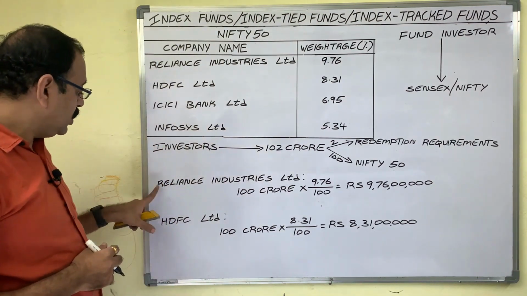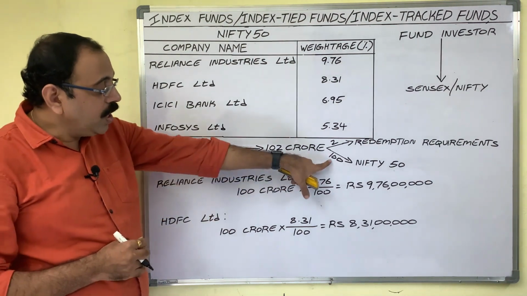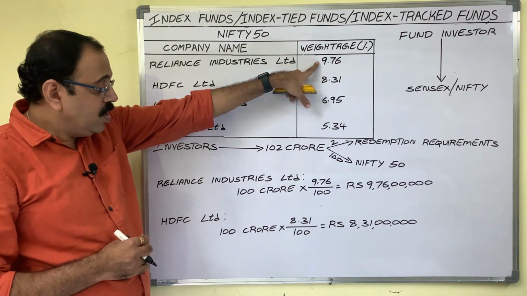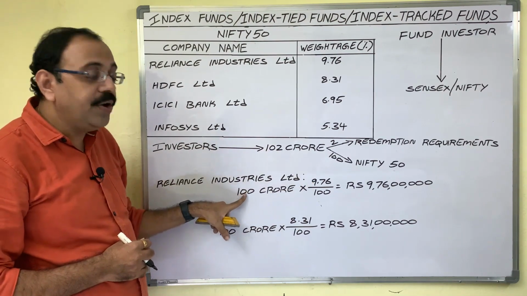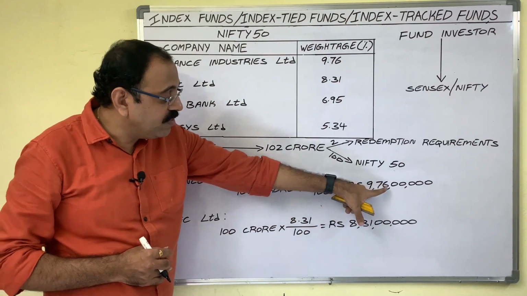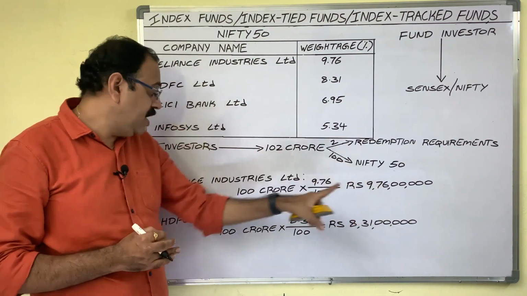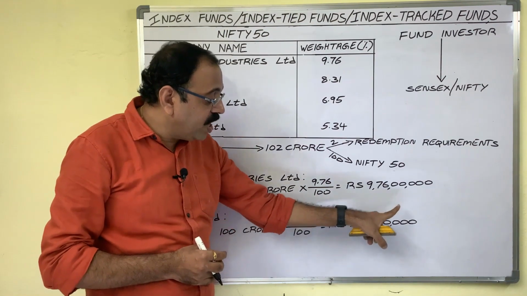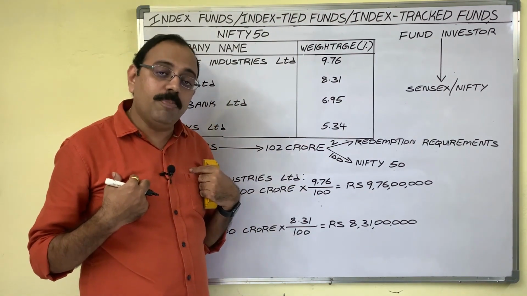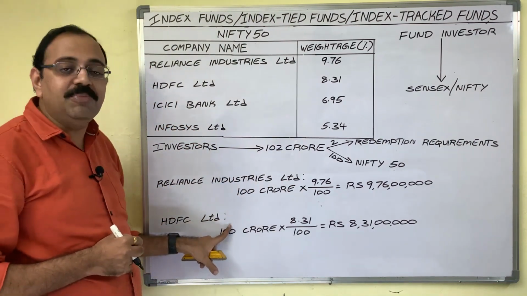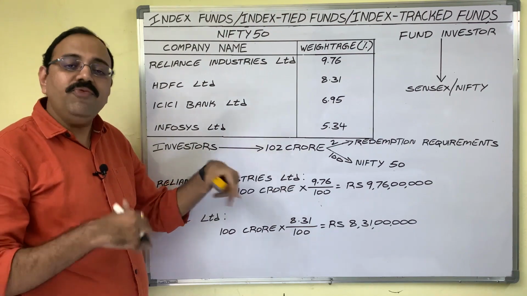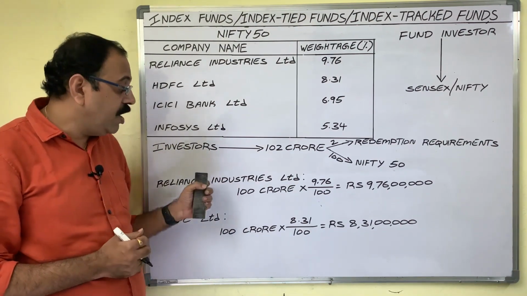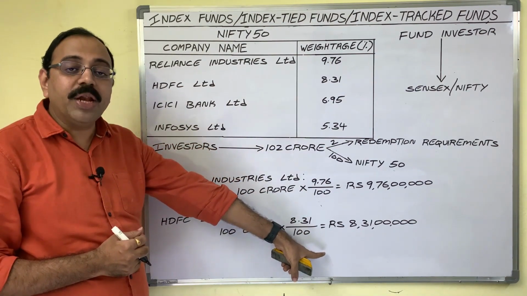Means what? Suppose we take Reliance Industries Limited. In the total corpus of 100 crore, Reliance's weightage is 9.76%. So 9.76% of 100 crore, that is 9 crore 76 lakh, is to be invested in Reliance Industries Limited stocks. Similarly, with 8 crore 31 lakh rupees, the fund manager of the AMC should purchase the stocks of HDFC Limited. Not only this corpus amount, in future, if this fund generates any income, even those cash inflows the fund manager has to allot to different companies in the same proportion.